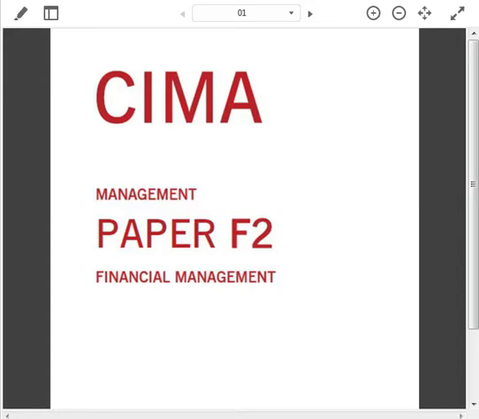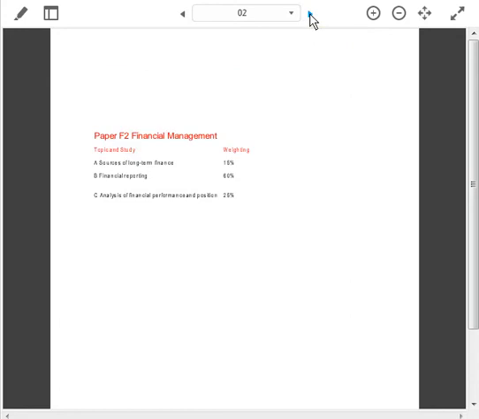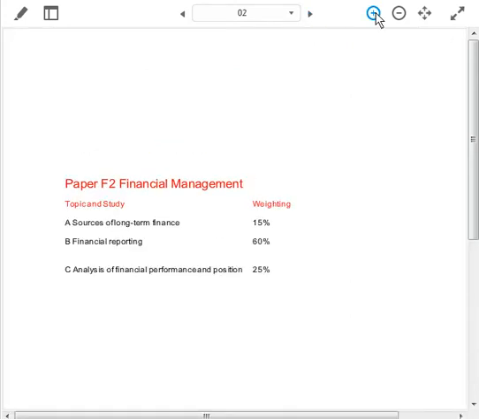So we will have an understanding of this entire area initially, and then we will start lessons one by one on each of these areas that we identify. So first of all, let us look at what the syllabus is all about. Now when it comes to the CIMA financial management paper, this is F2. It carries three major areas.